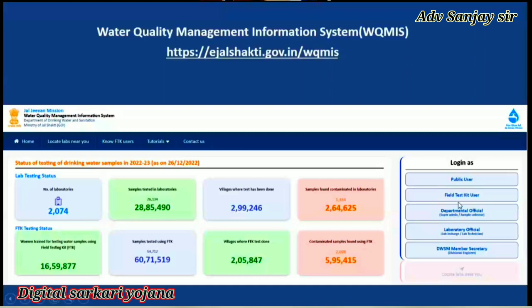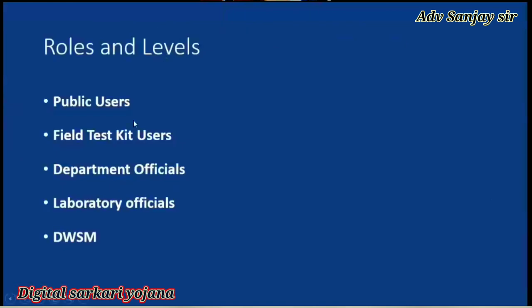as there are different roles and users, like public users and FTK users. So data entry should be done from here. As it is mentioned, there are mainly 5 roles. One is the public user. Any public user can register themselves, take samples and go to any lab for sample testing. Then field test kit users, then department official, then laboratory officials, then DWSM. So please see briefly; we will discuss the roles in the later slides.